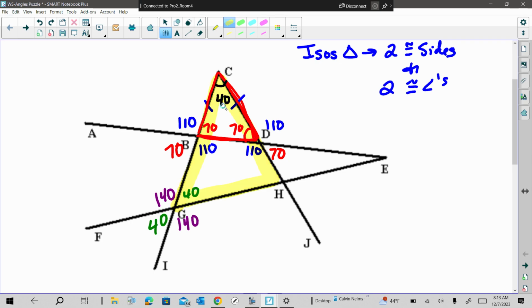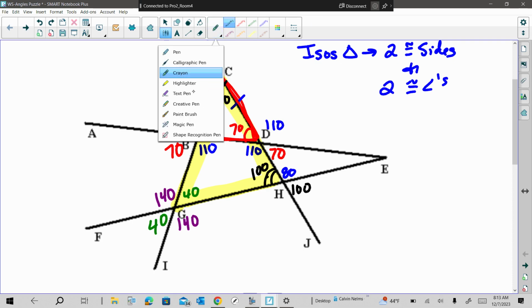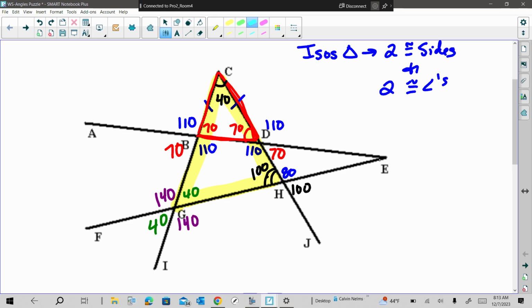In that triangle, I have the two angles. I'm missing the third angle, which is here. What is the measure of that angle? That would be 100. Now that I have that 100, I can do the vertical and I can do the linear pair. And now I'm back to my last triangle. The last triangle we have, for the triangle with this angle E, is EDH.